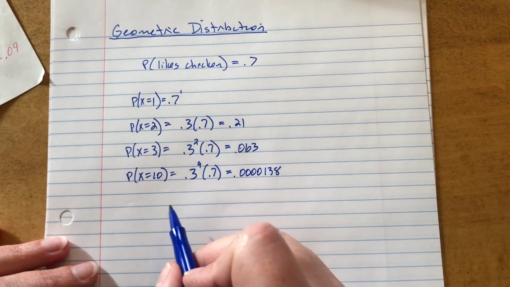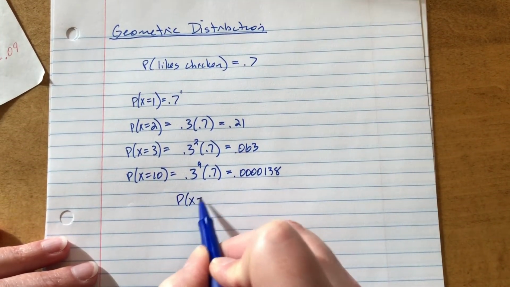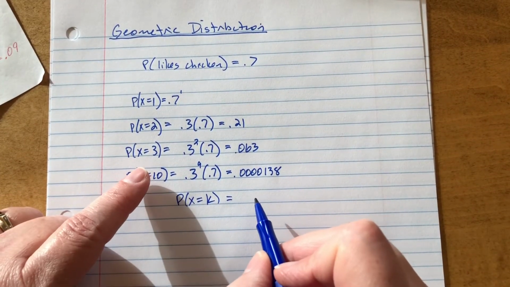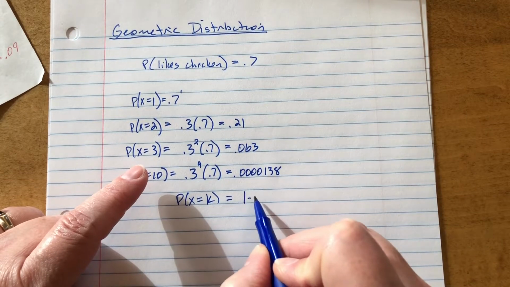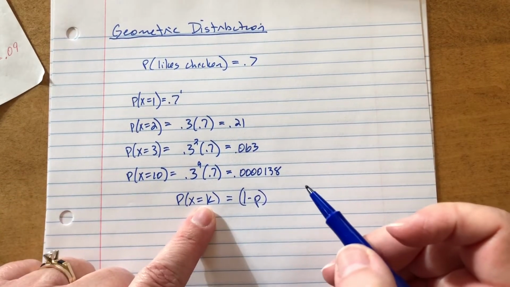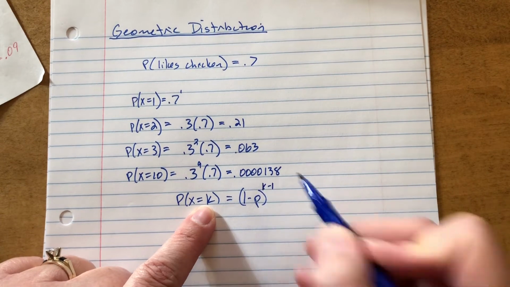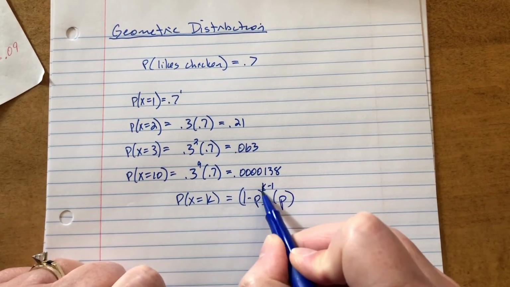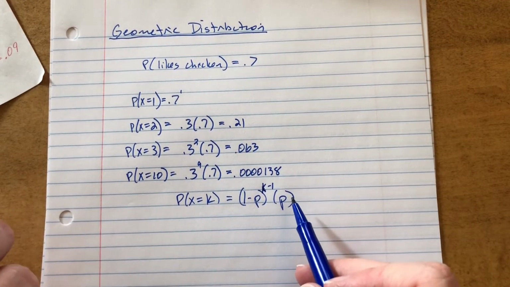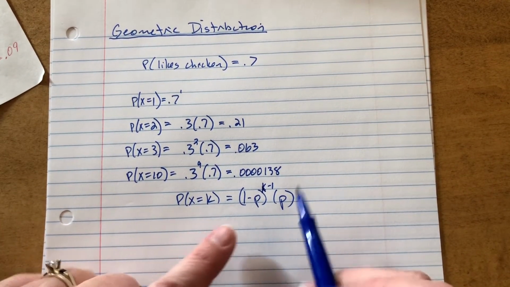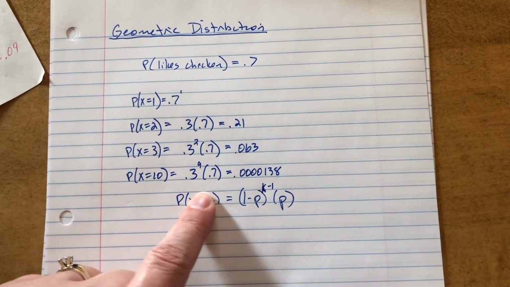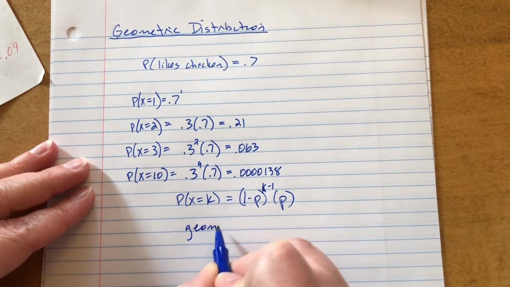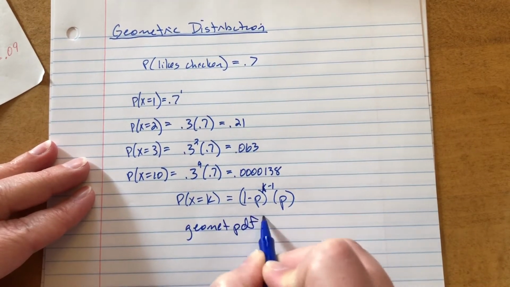So there is a formula. When the probability of x equals k, so these were my k's, I simply take 1 minus the probability and raise it to the k minus 1 power. So when k was 10, I raised it to the 9th power. And then I multiplied it by the probability, because that will always be raised to the first power. Again, just be familiar with that equation. But I can also do this in my calculator with Geometric PDF.